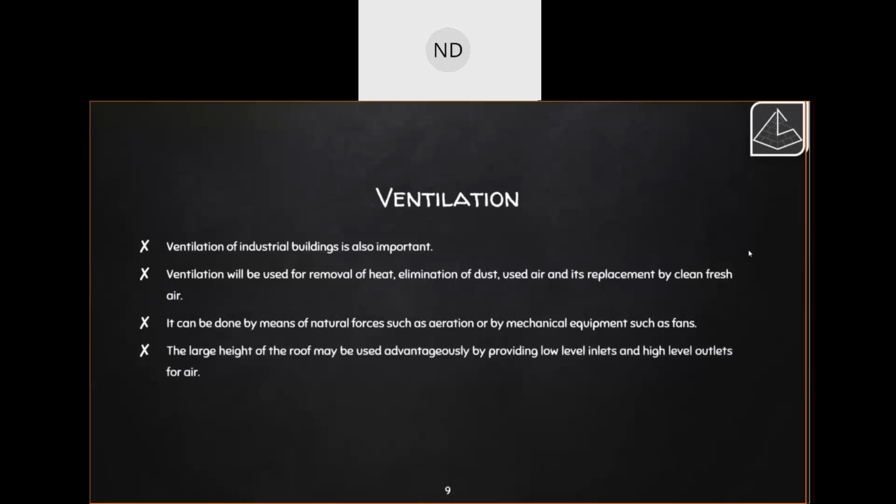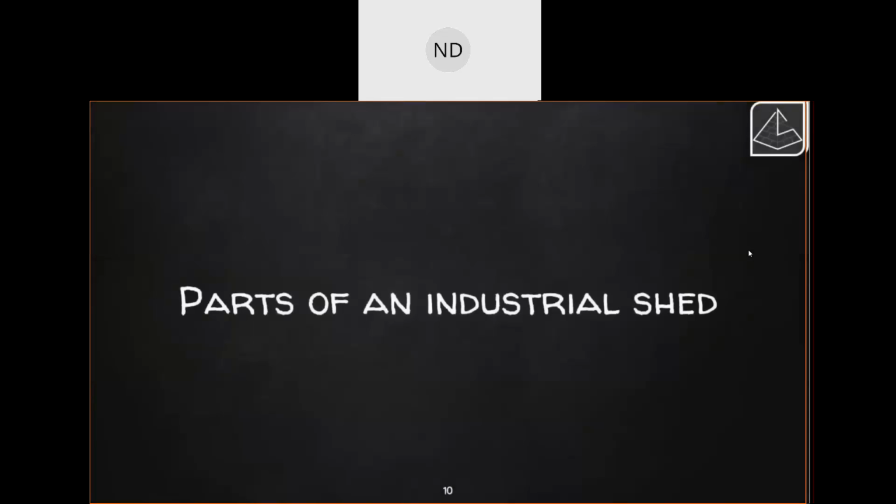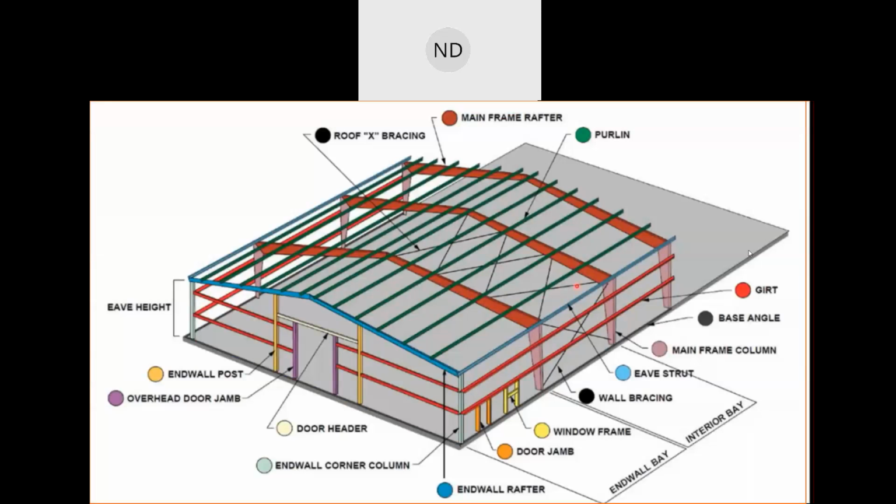The large height of the roof may be used advantageously by providing low level inlets and high level outlets for the air. Now let us talk about the parts of an industrial shed. This is the general typical diagram of an industrial shed. The red are the main rafters. The black lines are the purlins.